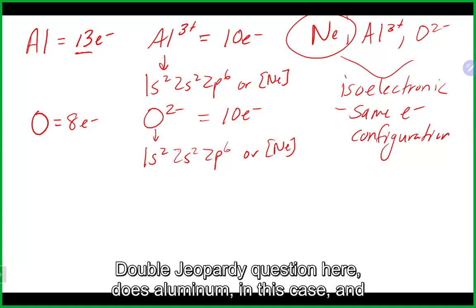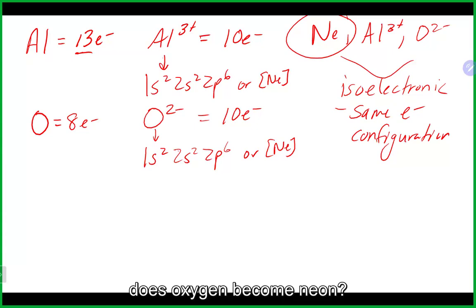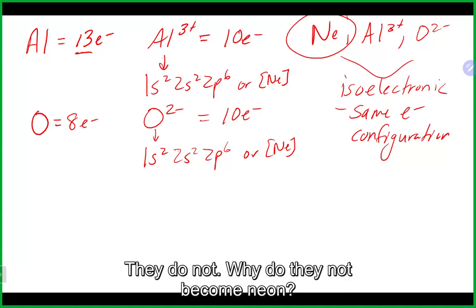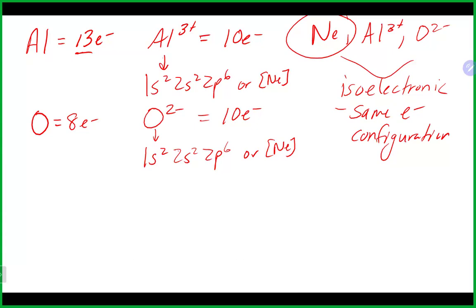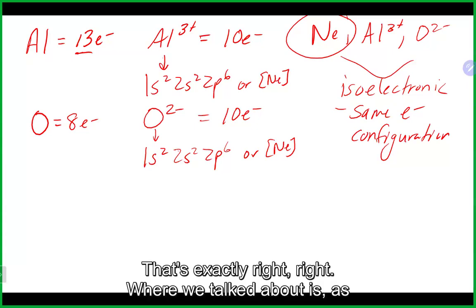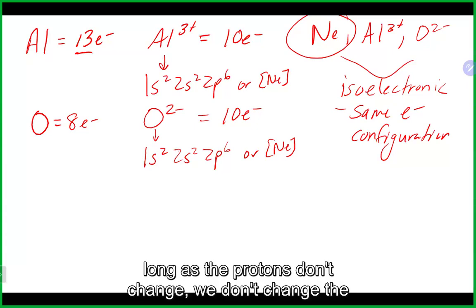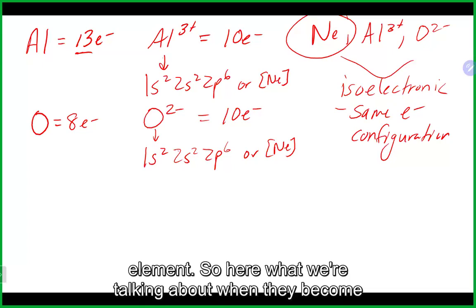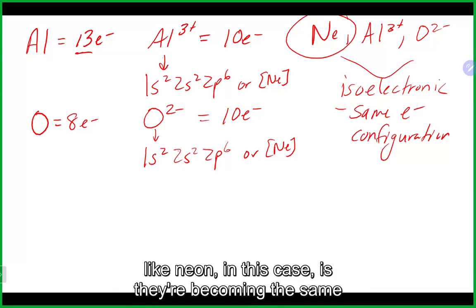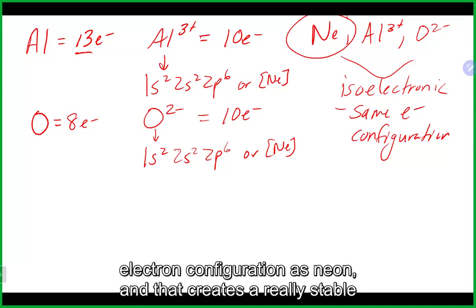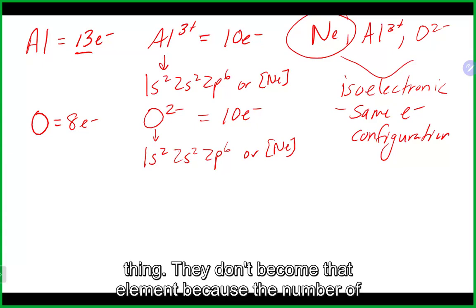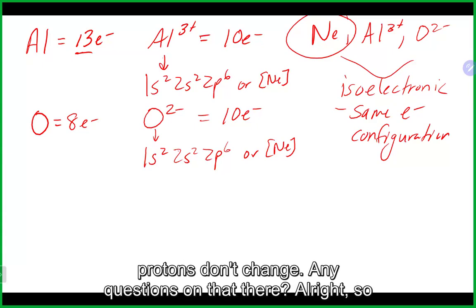Double jeopardy question: does aluminum in this case and does oxygen become neon? They do not. Why do they not become neon? That's exactly right. What we talked about is as long as the protons don't change, we don't change the element. So what we're talking about when they become like neon is they're becoming the same electron configuration as neon, and that creates a really stable thing. They don't become that element because the number of protons doesn't change. Any questions on that?